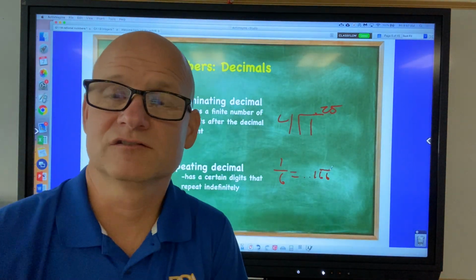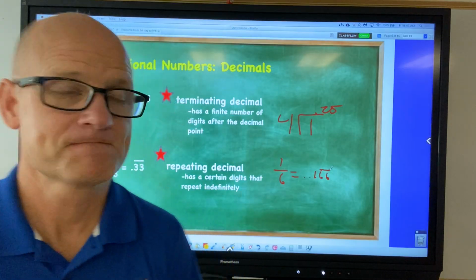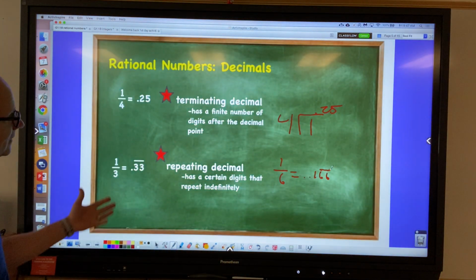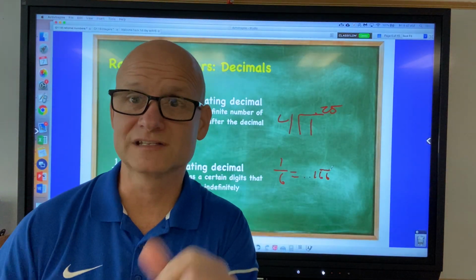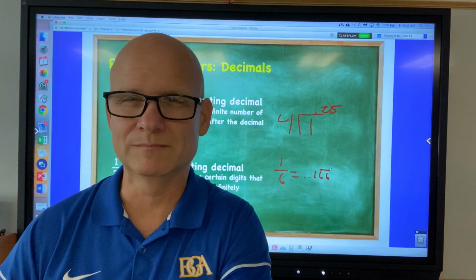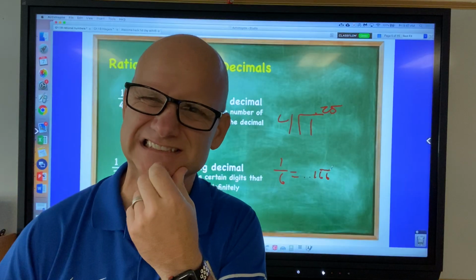Rational numbers can be written as a fraction, and they can also be written as decimals. And they are rational numbers as long as they terminate or repeat. I hope this makes sense. Okay.